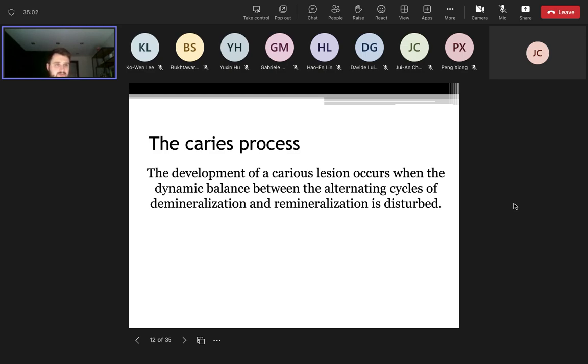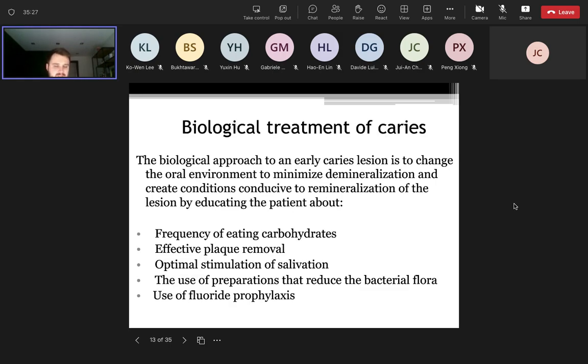So when we talk about cavities, we have to remind ourselves how a caries cavity starts. The development of a caries lesion occurs when the dynamic balance between remineralization and demineralization tips toward demineralization. So we have to avoid the demineralization, and this is the first step. So, the biological approach to early caries lesions.